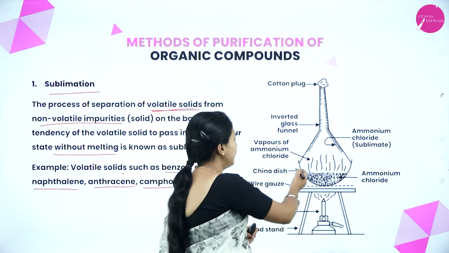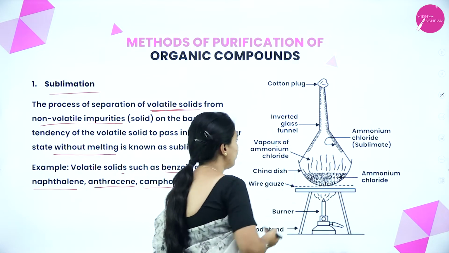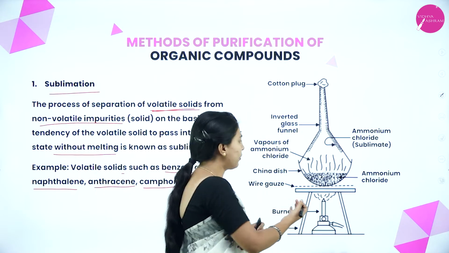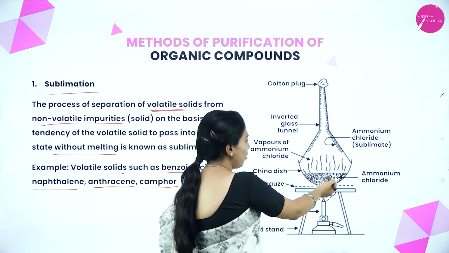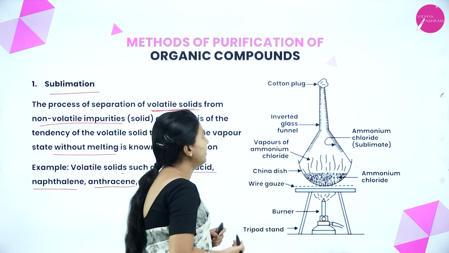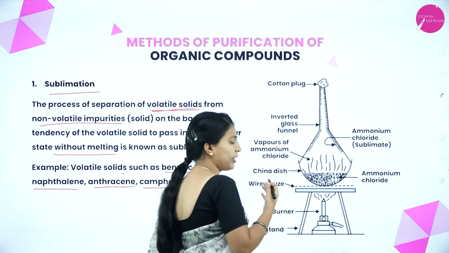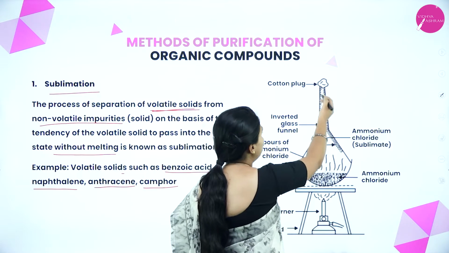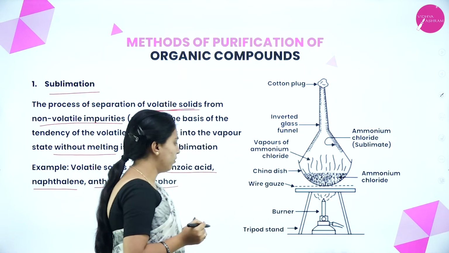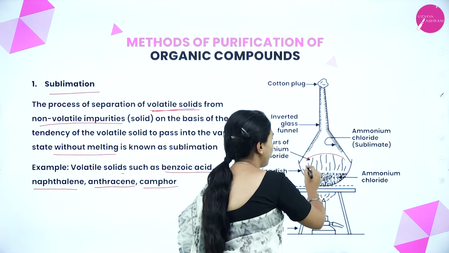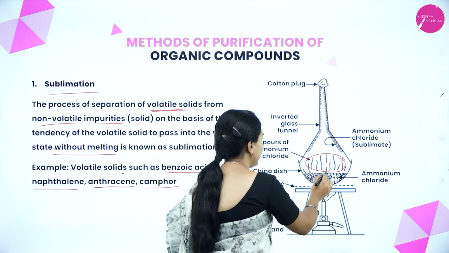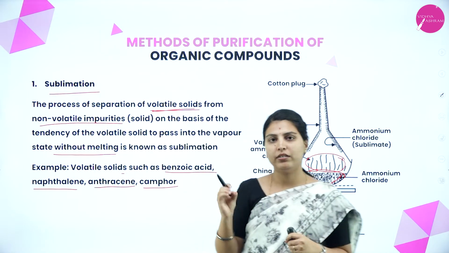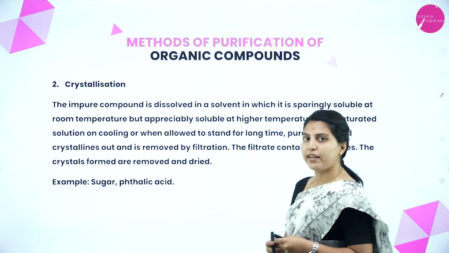See here, this is a china dish. In it, they have used ammonium chloride. This is a burner. If we ignite that, the vapors move directly from the solid. Here, a cotton plug has been fixed so that the vapors do not come out completely from this inverted glass funnel. Here, this is the required or desired solid, and whatever remains after sublimation will be the impurities. Next is crystallization.